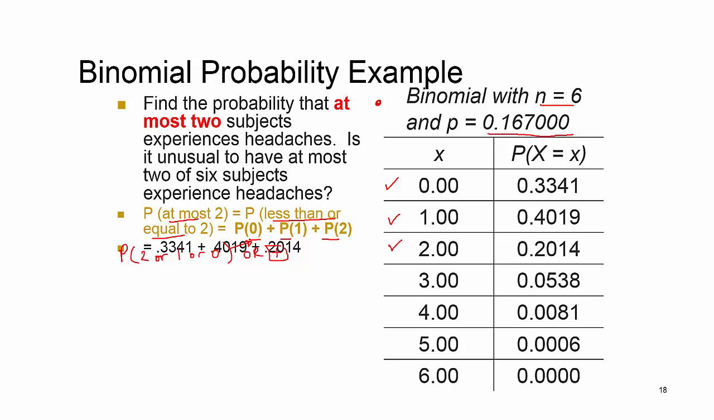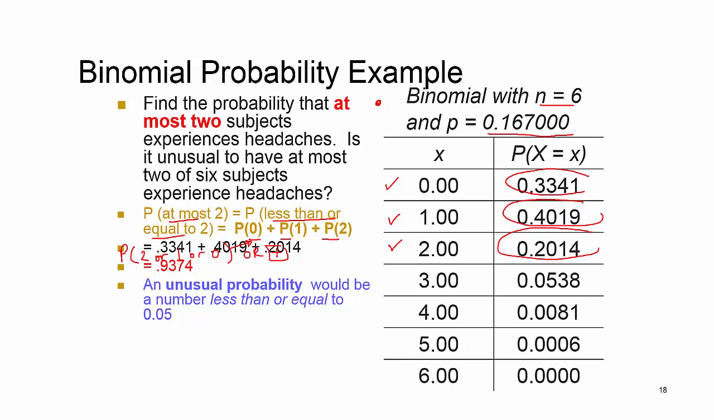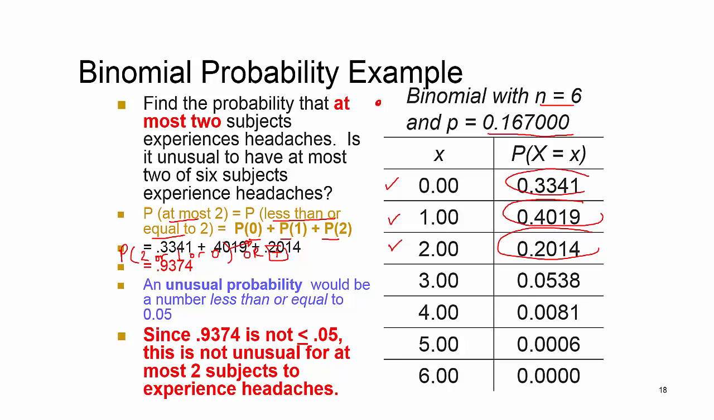So this is going to be adding the 0.3341, 0.4019, and 0.2014 for an answer of 0.9374, or a 93.74% chance. So an unusual probability is classified as being a number less than or equal to 5%, or 0.05. So since 0.9374 is not smaller than 5%, it would not be unusual for at most 2 subjects to experience headaches in this trial.